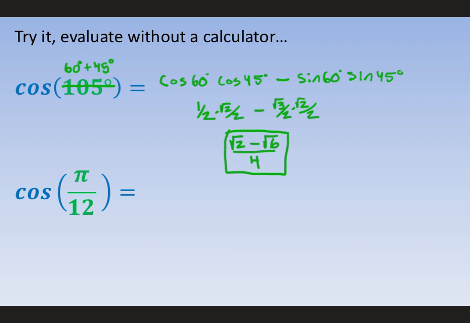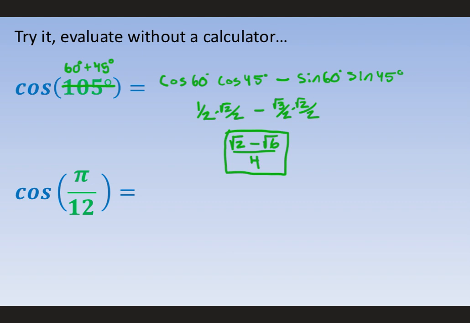So hopefully you notice that this is a bit different than what we've done before. You have a reference angle that you don't necessarily know. You break it into two you do know. You rewrite it using the identity, evaluate each piece, simplify your answer.